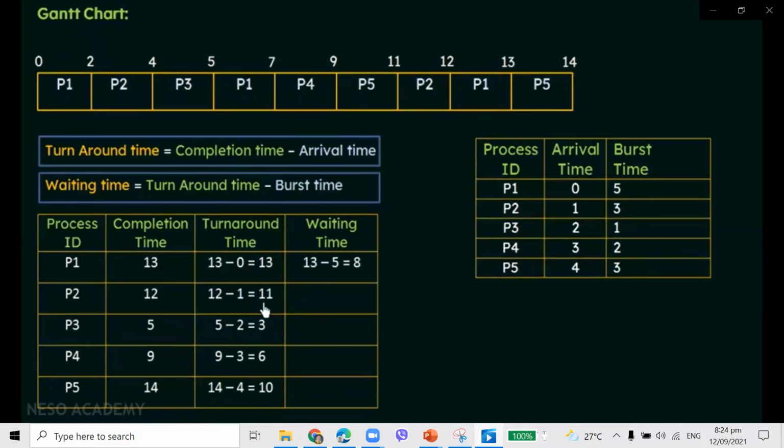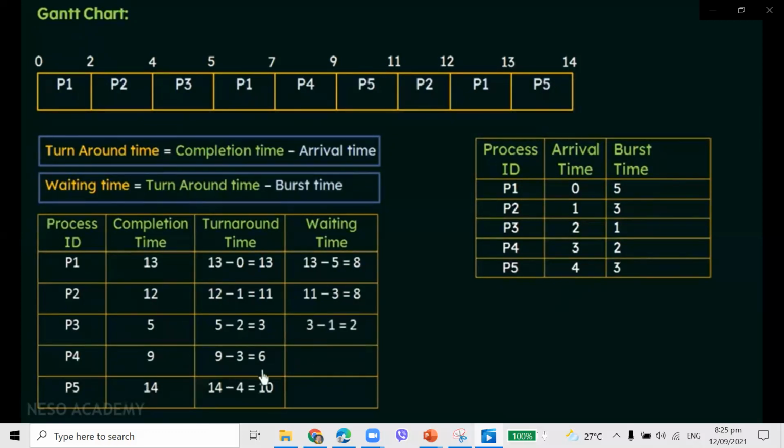And for P2, the turnaround time is 11 minus the burst time 3. So that gives us 11 minus 3, that is 8 units of time. And for P3, the turnaround time is 3 minus the burst time, that is 1. So what will that give us? 3 minus 1, 2 units of time.